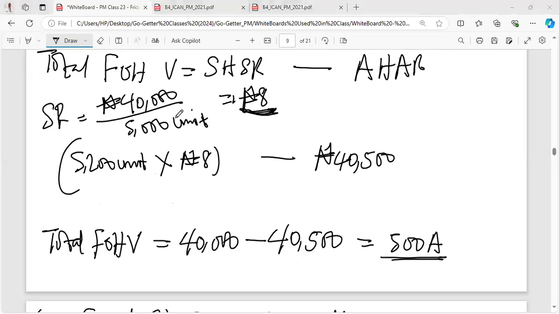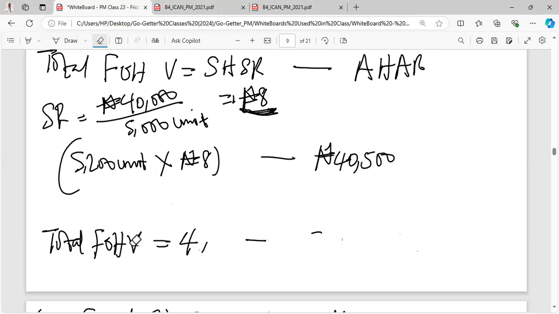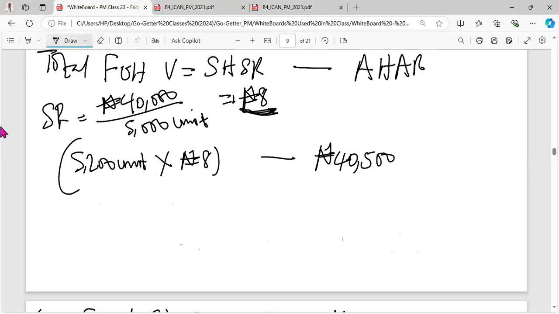For now, let's leave the overhead absorption rate. It's only when we are doing budgeted that we should be using overhead absorption rates. When we're looking at standard, let's do the way I'm showing you here. Overhead absorption rate is normally used for budget. So let's look at this.